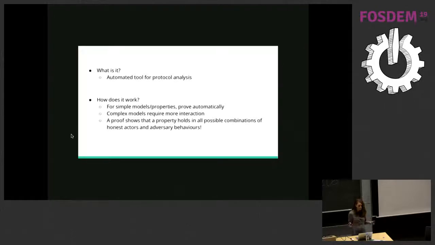For simple protocols, it allows you to prove properties in a very automated fashion. You can code them up, and you push a button and say, go. For more complex protocols, like something like TLS, a lot more interaction with the tool is actually required. But if you get a proof in this tool, it shows that the property will hold in all possible combinations of client, server, and adversary behaviors. And this is what you want.